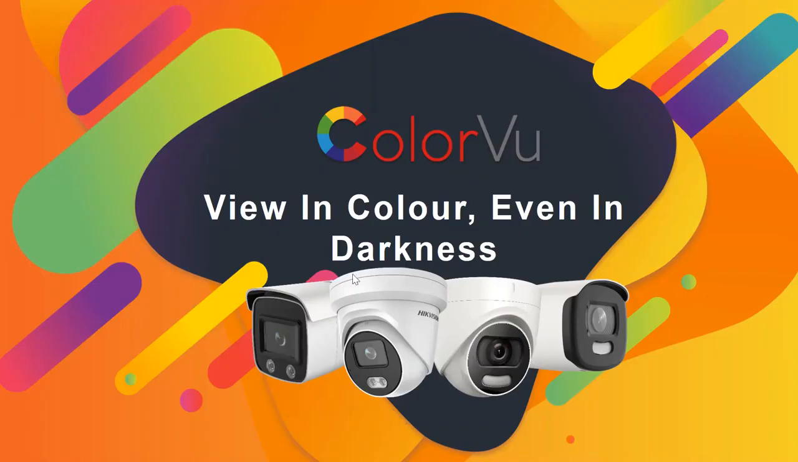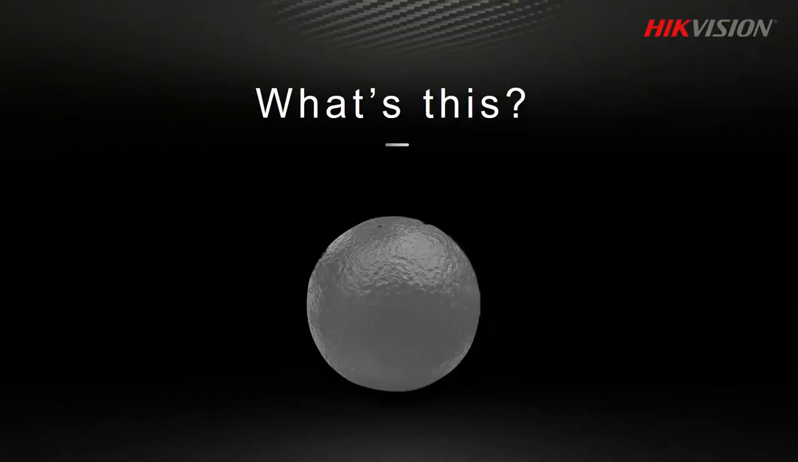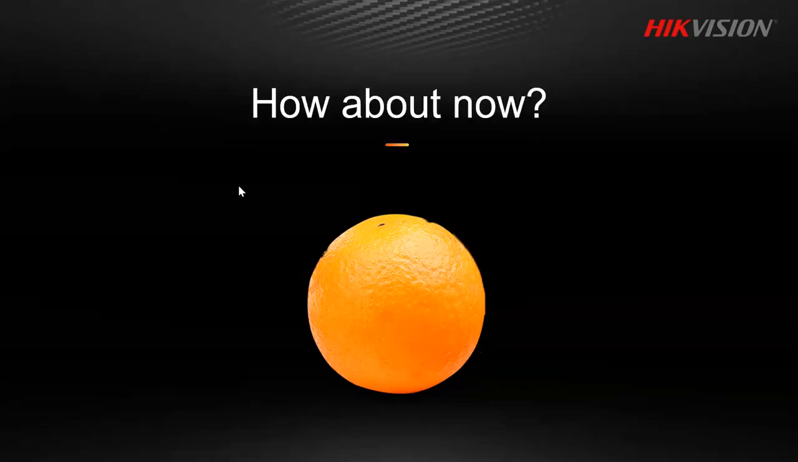ColorVu is our view-in-color-even-in-darkness range of cameras. So, questions and answers time here. What is this? Is it a grapefruit or an orange? The answer, of course, is an orange. This shows the importance of color. Without color, you cannot say for sure what fruit it actually is.